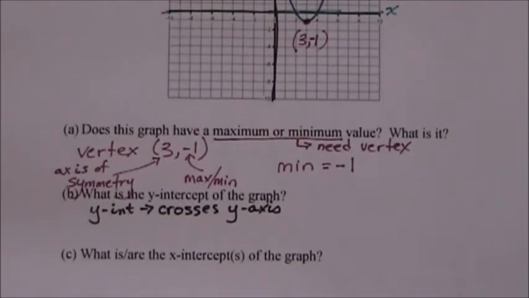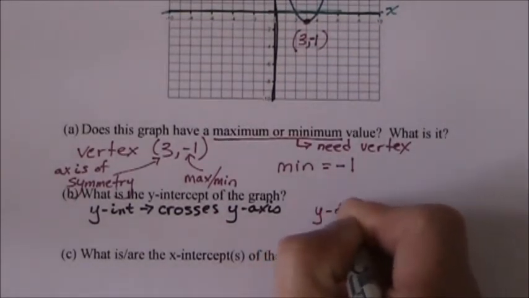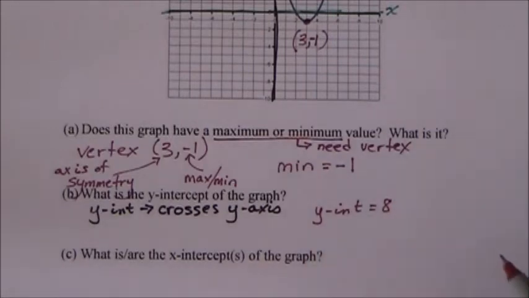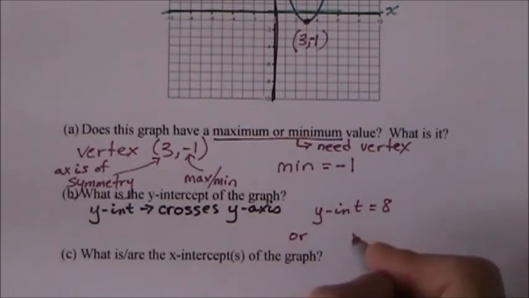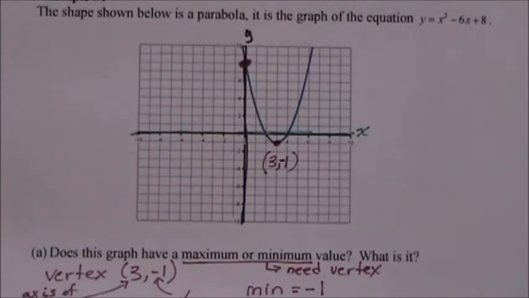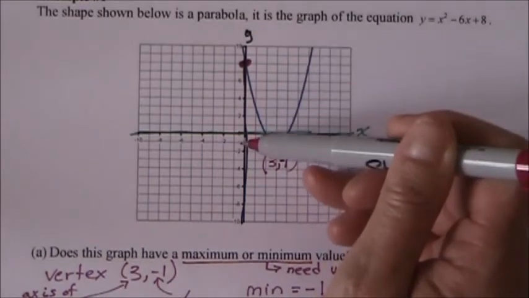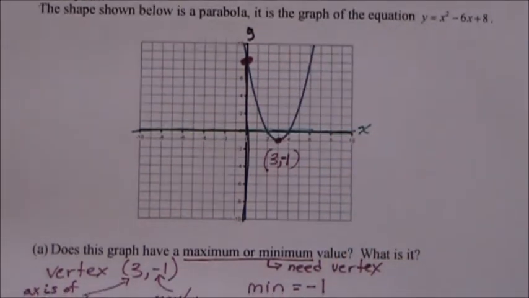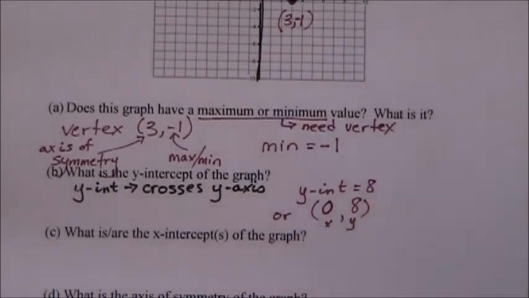So when we go to write this, we can write it as y-intercept equals 8, or the other way we can write it is as a point, as an ordered pair. And remember, with our points, x is first, y is second. So the y value would be 8. And if we look at our graph, our x value on the y-axis is 0. So that would give us a value of 0 here.